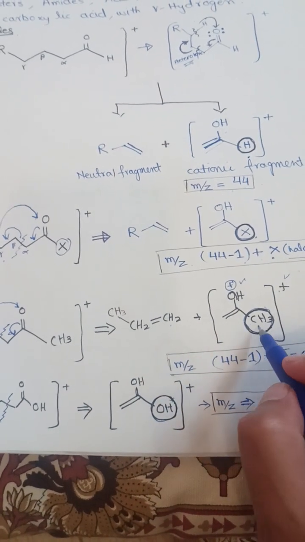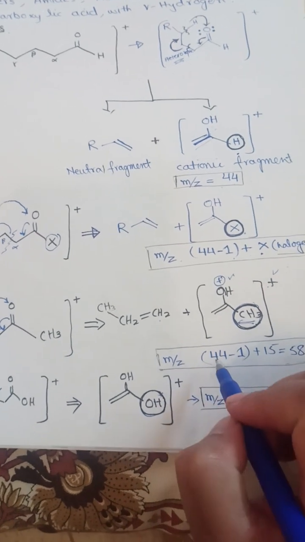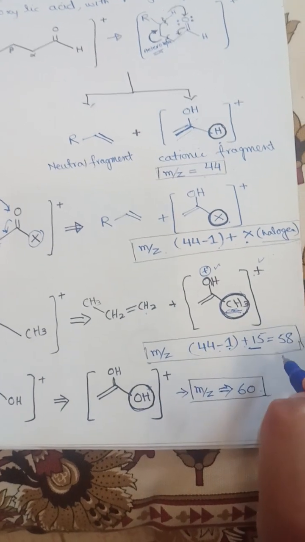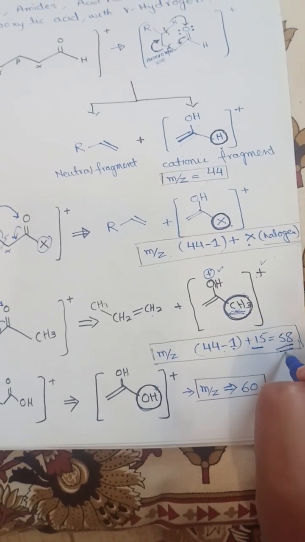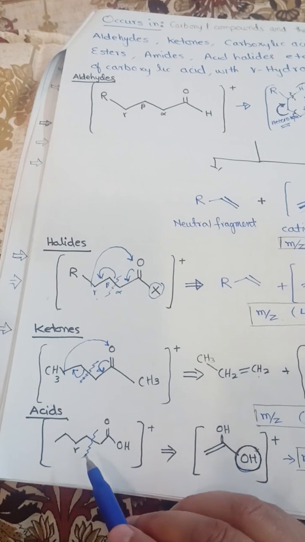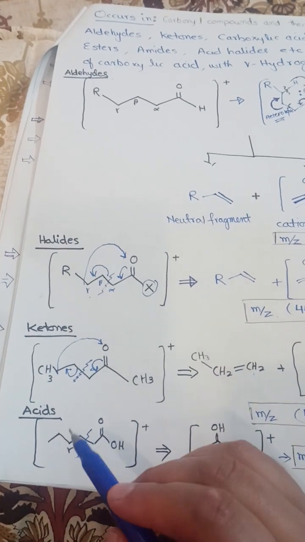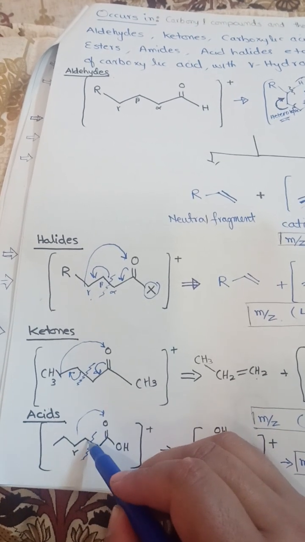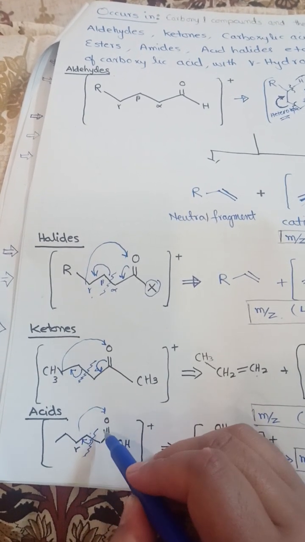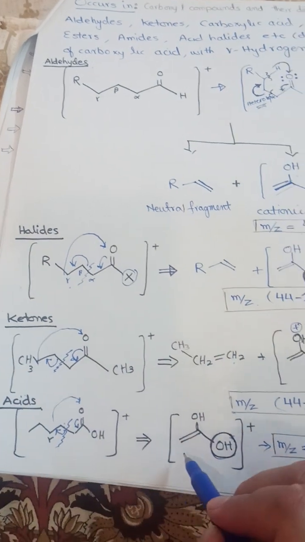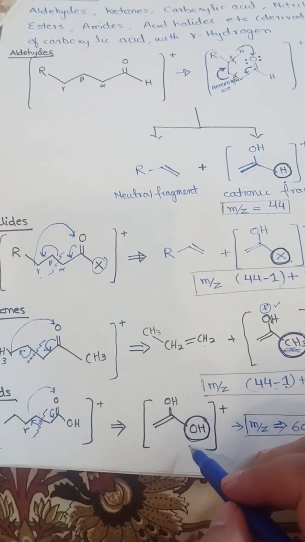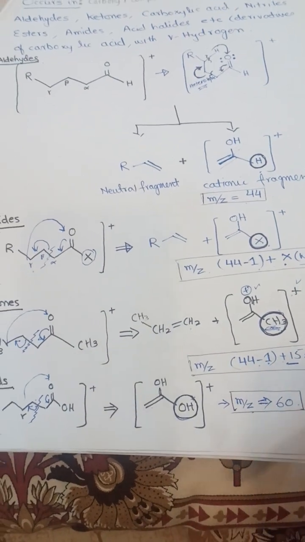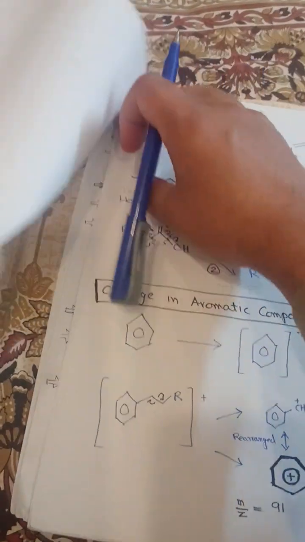So in this case we get only the methyl group, so we will get 44 minus 1 plus 15 due to this addition of the methyl group, and we will get a mass to charge ratio peak at 58. In acids again, it will be breakage from here. This is our gamma hydrogen, it will be shifted here, this bond will be shifted here, and this bond here. So again we will get this molecular ion peak, and we will get a fragment of mass to charge ratio of 60 due to the hydroxyl group.